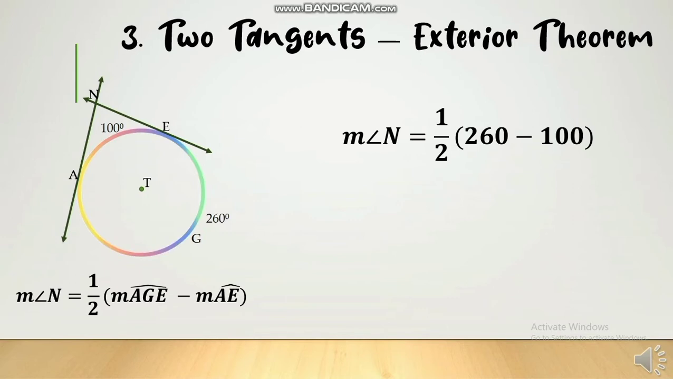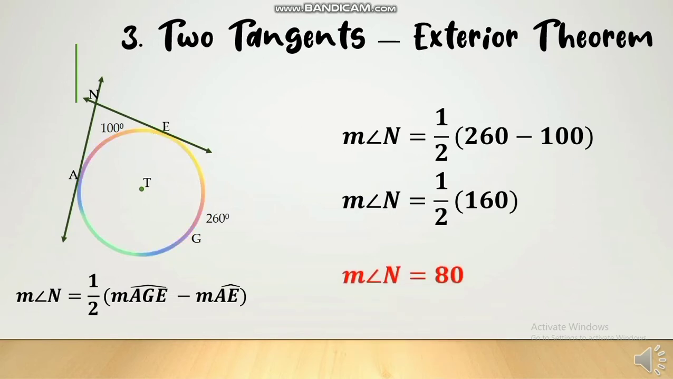So 260 minus 100 is 160. The measure of angle N is equal to 1/2 times 160. And 1/2 times 160 is equal to 80. Therefore, the measure of angle N is equal to 80.